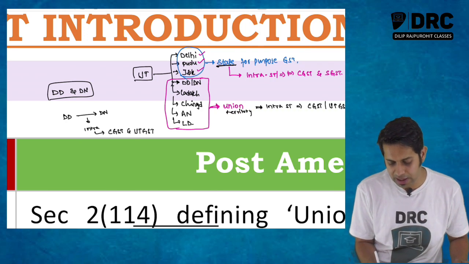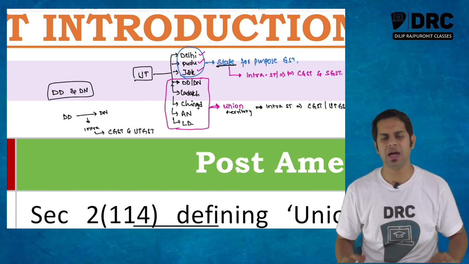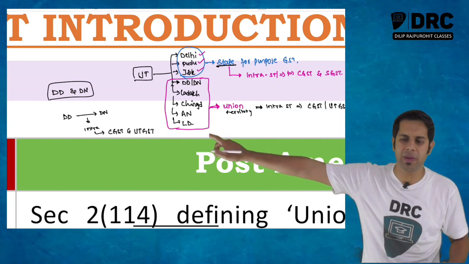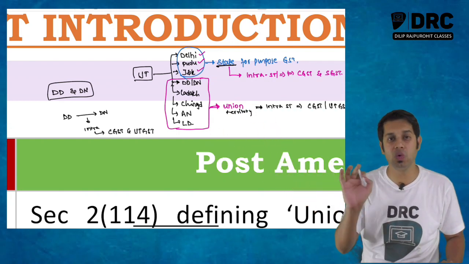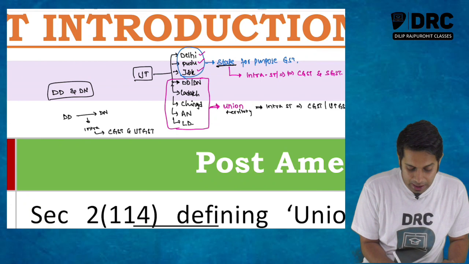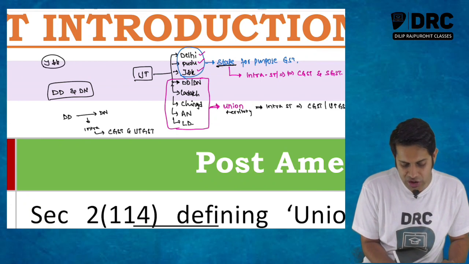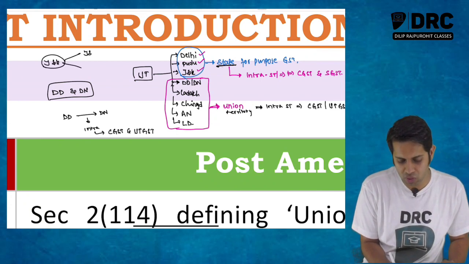It will be treated as intrastate supply, or intra-union territory supply, and I will have to pay a tax called CGST and UTGST. And now Jammu and Kashmir has been demerged into what? Jammu and Kashmir Union Territory and Ladakh Union Territory, correct?